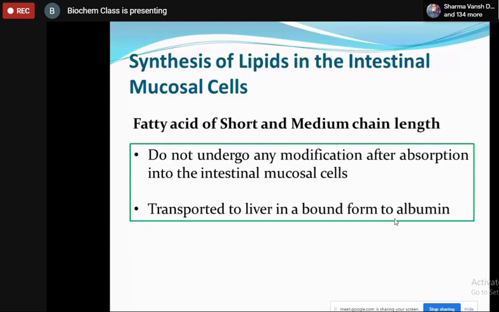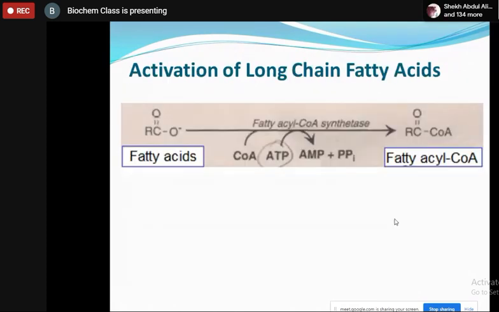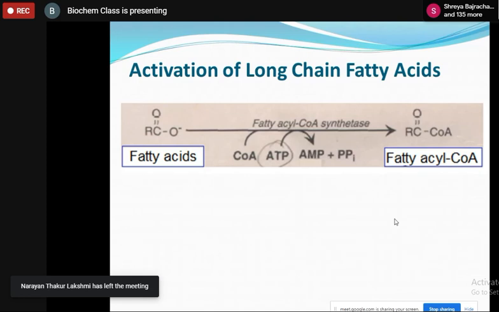I think this had been taught in your first year as well. Do you remember it? So this is the revision. So in the intestinal cells, what first happens is all those free fatty acids which were absorbed by the enterocytes are converted to their active form. Fatty acids are converted to their active form, fatty acyl CoA, by the enzyme fatty acyl CoA synthetase. You need 2 ATP to activate one fatty acid to fatty acyl CoA. So firstly, there is activation of long chain fatty acids.